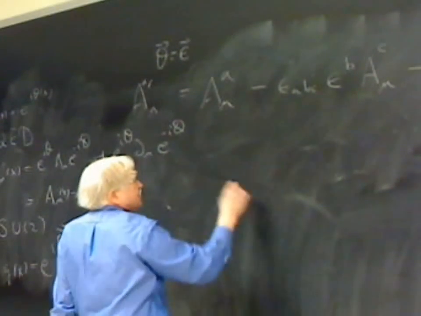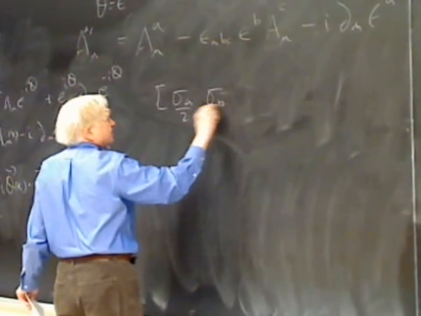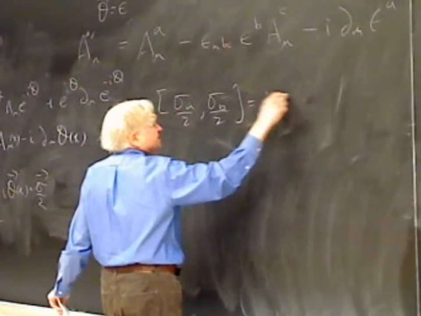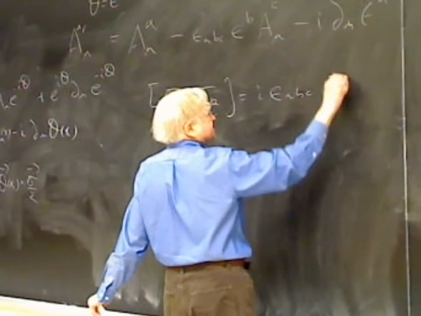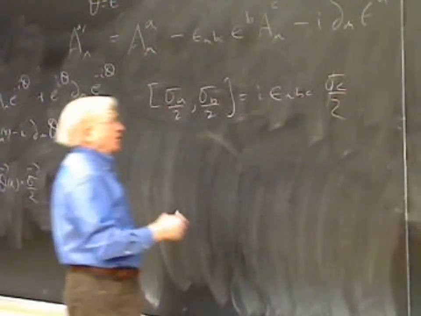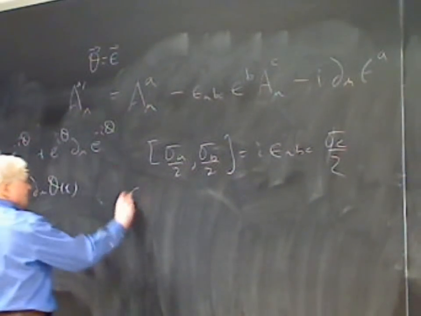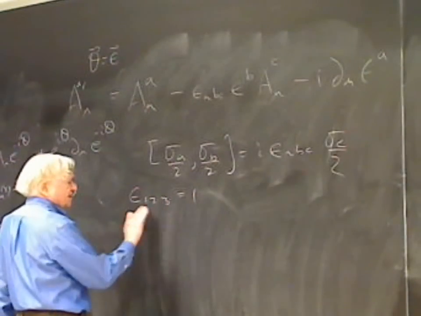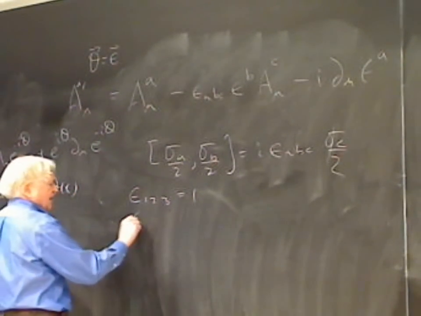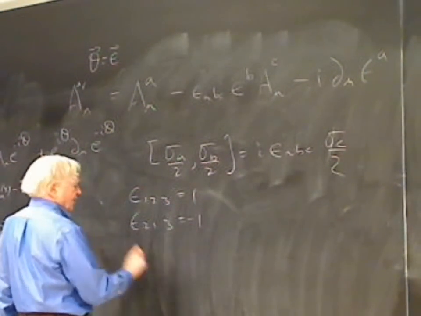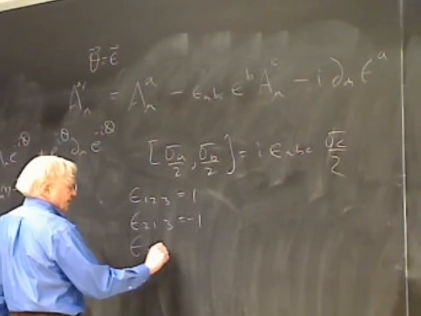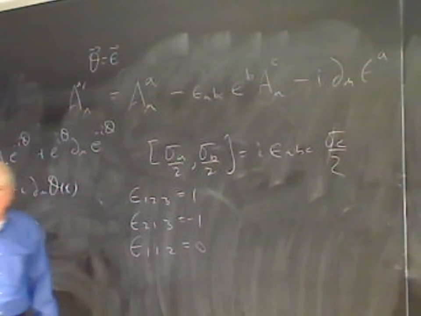This epsilon ABC comes about because of the structure constant. Sigma A over 2, sigma B over 2 is I epsilon ABC, sigma C over 2, summing over C. And epsilon ABC is the totally antisymmetric 3 tensor, so epsilon 1, 2, 3 is 1, but it's totally antisymmetric, so epsilon 2, 1, 3 is minus 1, epsilon 1, 1, 2 is 0.